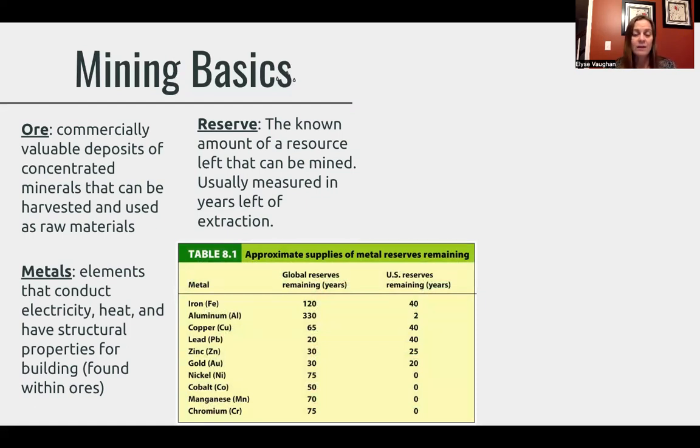So if we look at this chart, we can see that globally, we have about 120 years of iron ore remaining. Now this table is from 2010, I believe. So probably only about 110 years left, but the US reserves are only 40 years. So that means if we continue extracting at the same rate that we're currently extracting, the US is going to run out of iron to extract in 40 years. So it's really important to know that for a lot of these metals, as well as a lot of the petroleum resources, they're finite, they're going to run out. And especially with metals, this is why recycling is so critical.